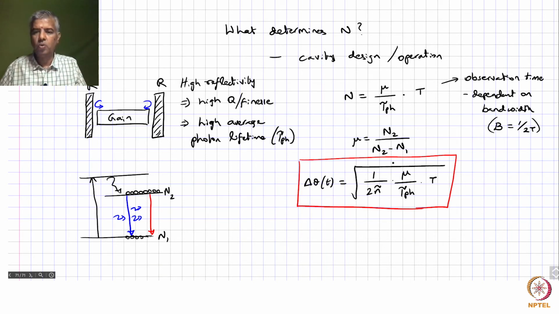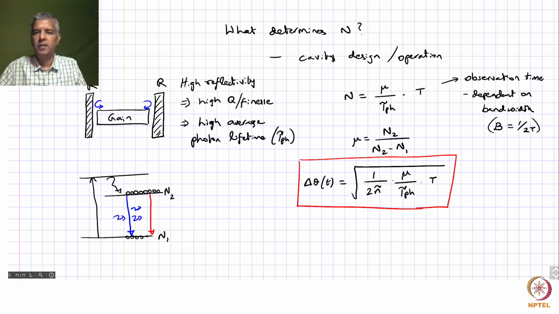Well, why do we talk about root? Because the variance is inversely proportional, but when we are talking about the RMS value, there is a root that comes into the picture. But it's inversely proportional to tau photon, which means that if you want to reduce delta theta, the phase uncertainty, you need a larger photon lifetime, which means you go for a higher finesse cavity. And then it's also dependent on mu, which corresponds to how effectively you use up the inversion.